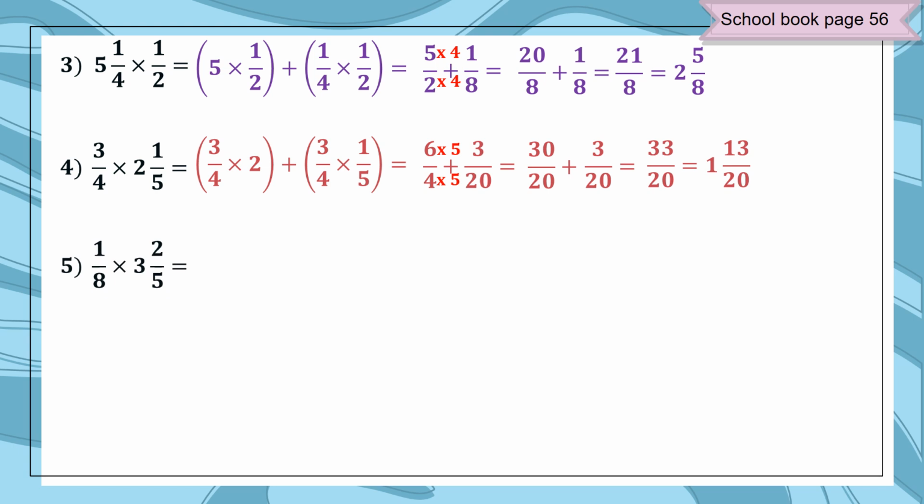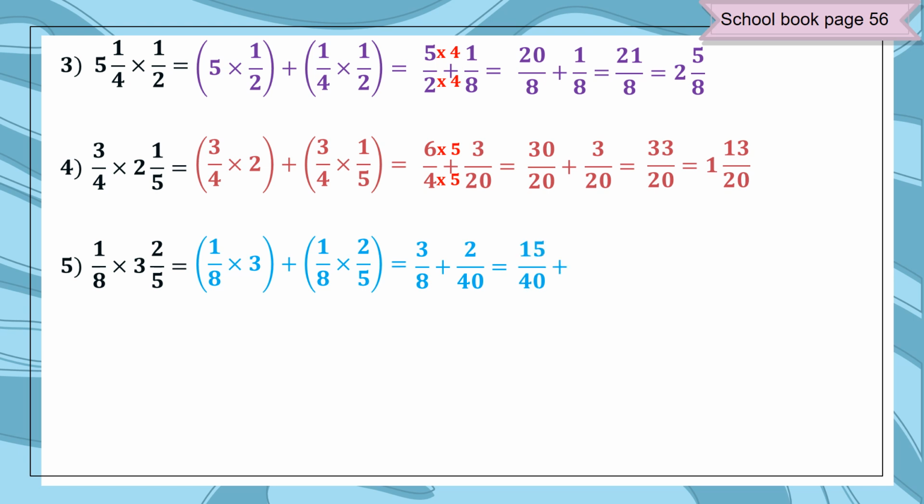Number 5, 1 over 8 times 3 and 2/5. It means 1 over 8 times 3 plus 1 over 8 times 2/5. So the first bracket will be 3 over 8 and the second bracket will be 2 over 40. 40 is a multiple of 8, so I can multiply the first fraction up and down by 5. 8 times 5 equals 40 and 3 times 5 equals 15. 15 over 40 plus 2 over 40. So it will be 17 over 40.